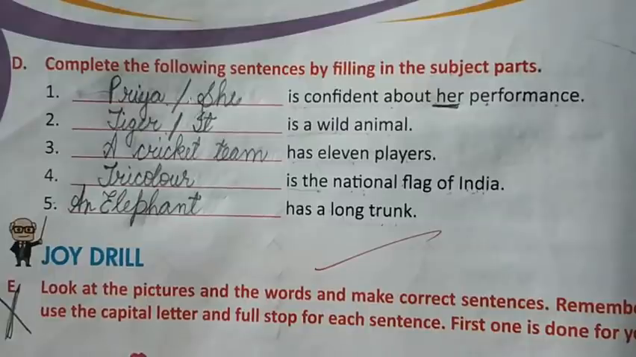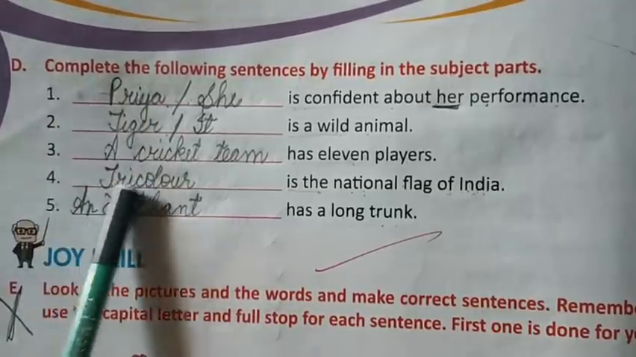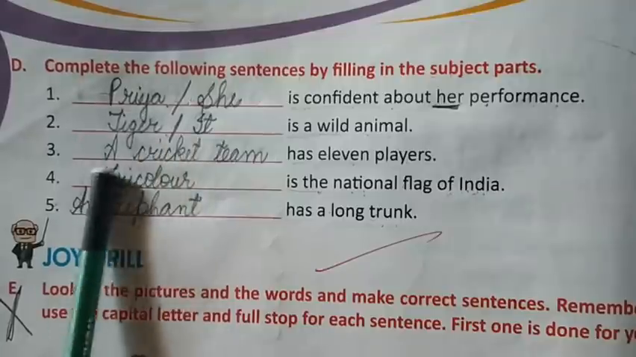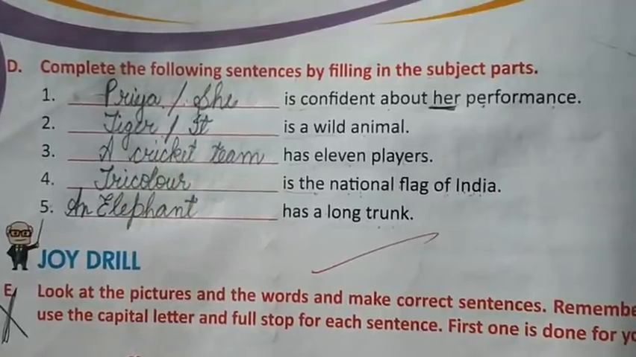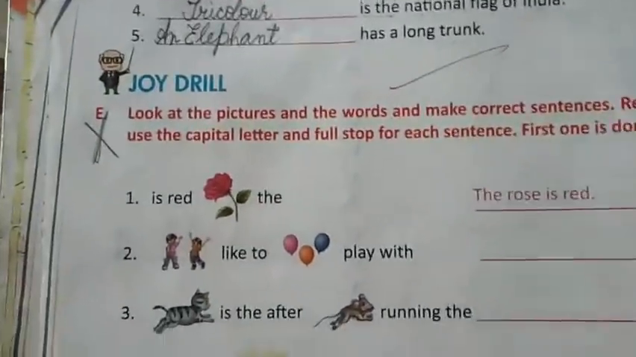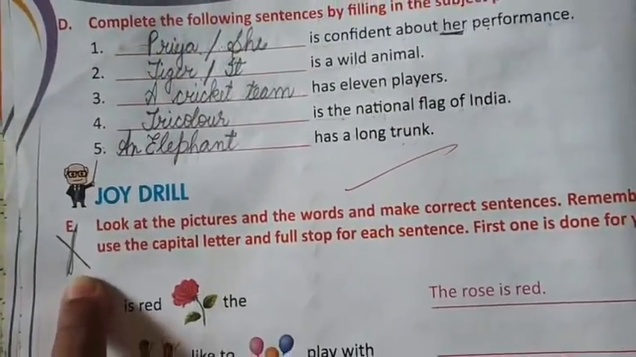Okay, and please write down the answer children in your book. Write neatly in good handwriting. See, the first letter should be in capital. Okay, a sentence always begins with a capital letter, so please start it with a capital letter. Okay, and the next exercise is exercise E children, which is joy drill. We will not be doing this exercise in the book, so you can put a cross here with pencil in your book.